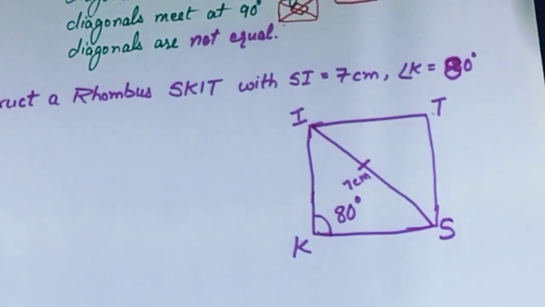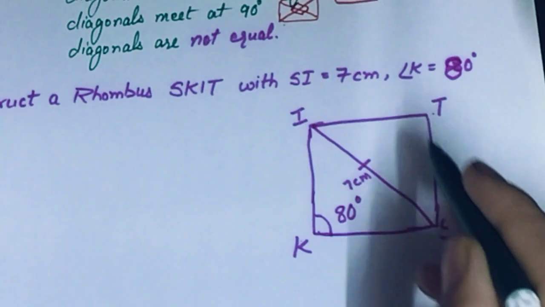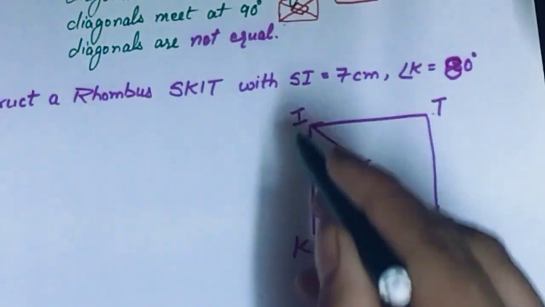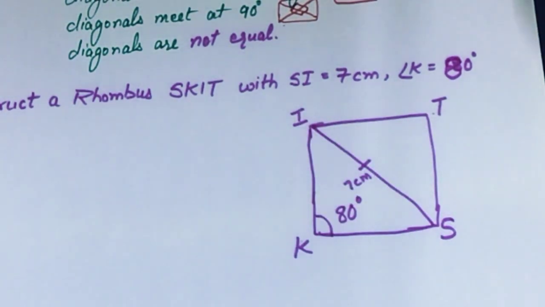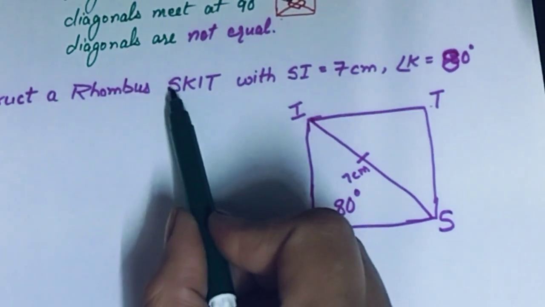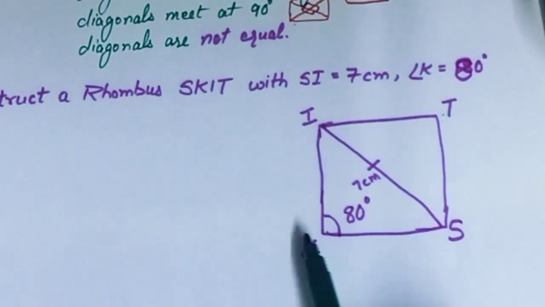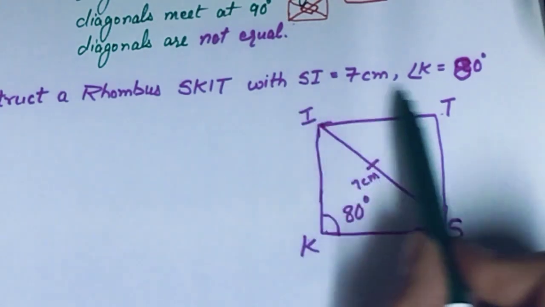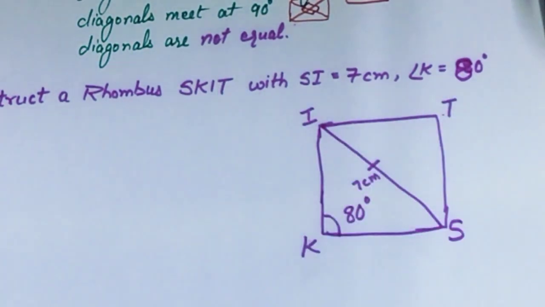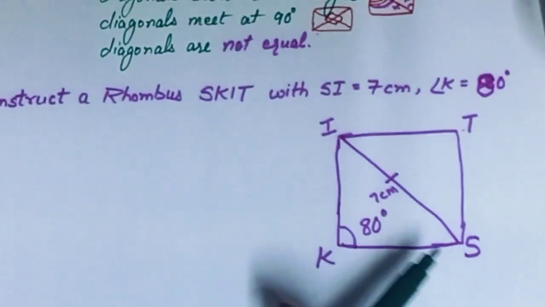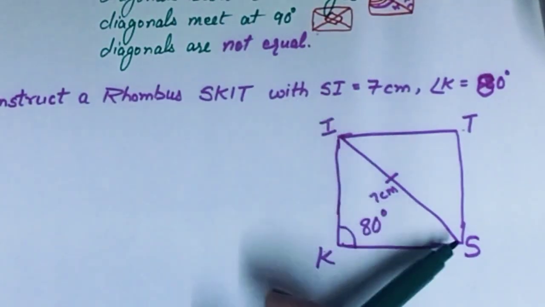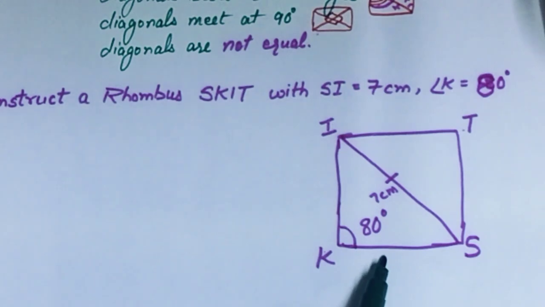If you are not labeling the picture as SKIT, your sum is going to be wrong. So the first thing you have to keep in mind when you start naming is that the name should follow clockwise or anticlockwise order. SKIT, or it could be STIK. Don't go randomly anywhere. Second thing, if it is a diagonal, make it as a diagonal. I have written SI. So SI is 7. Many of you were labeling this side as 7.